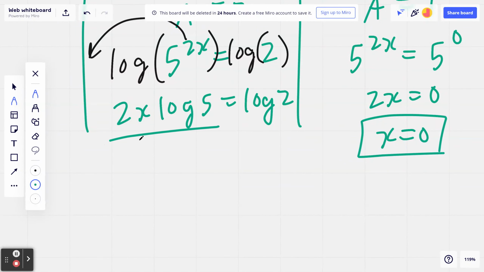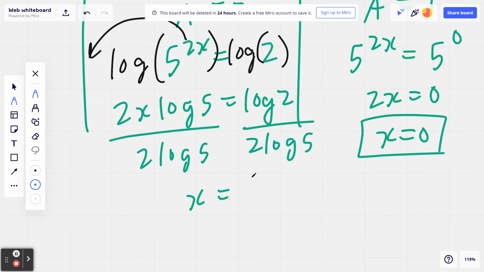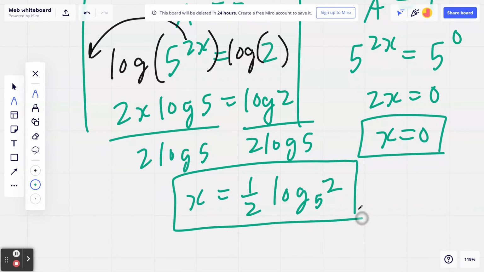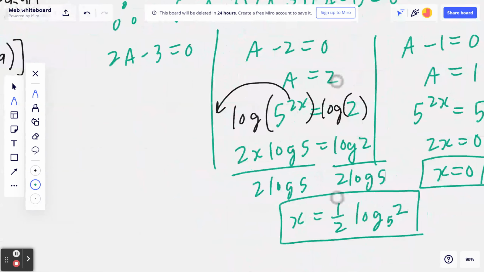The opposite of multiplying by 2 log 5 is to divide by 2 log 5. So I would say the final answer, x equals half times, and again, thinking about change of base, log base 5 of 2. Now, if you want to take the calculator around this, I'll leave that to you, but that's the exact form.